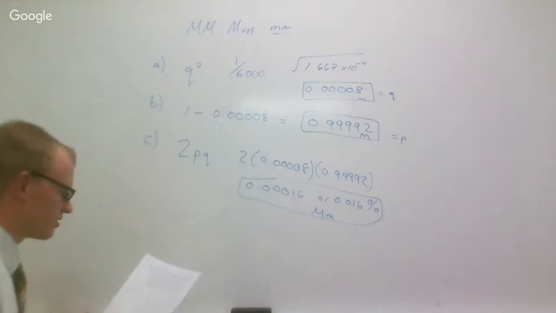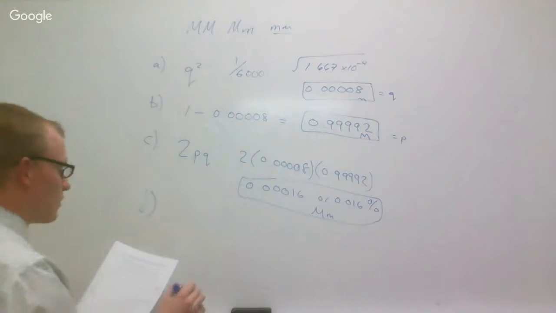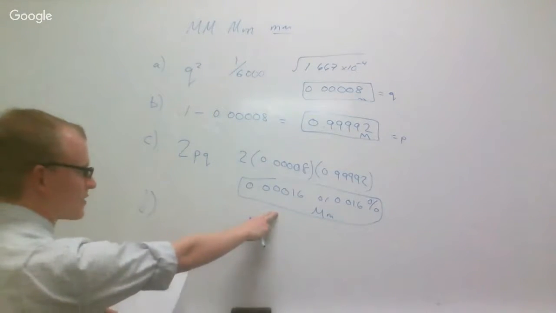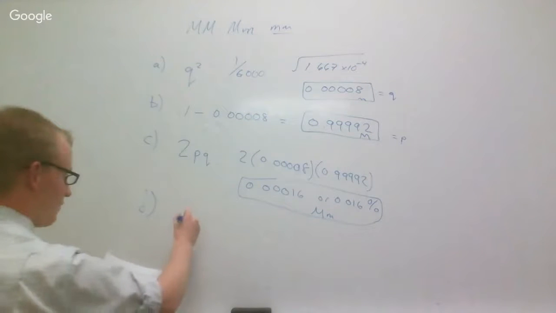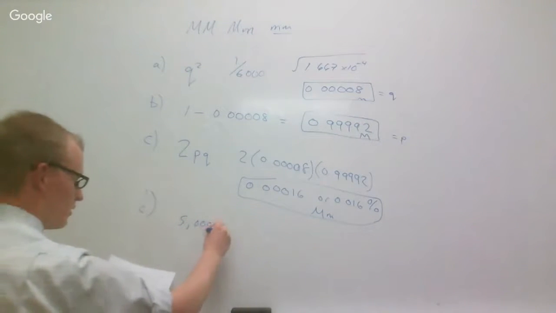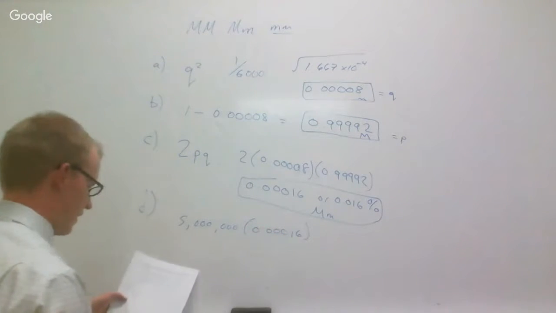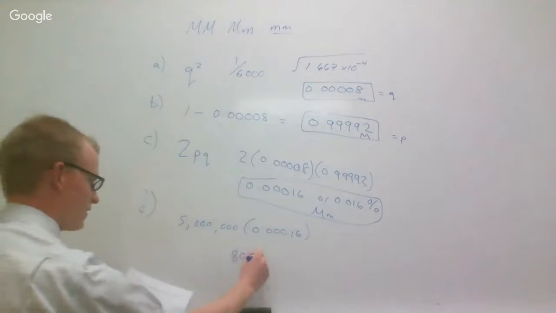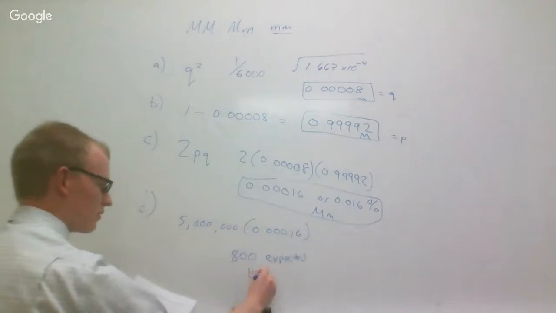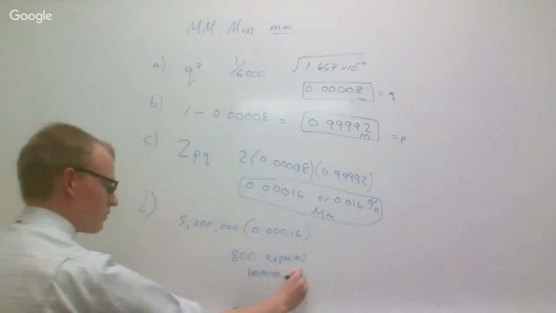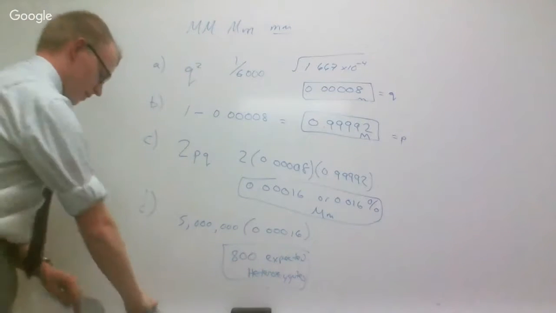Part D says out of a population of 5 million people, how many heterozygotes are expected? So we're going to take our answer, which is the frequency of the heterozygote from part C, and multiply that by, again, 5 million times 0.00016. And simple math in your calculator, you're going to have 800 expected heterozygotes. And that is going to be our answer for part D, and that will finish that off for us.